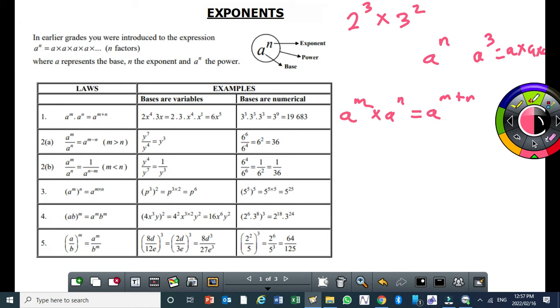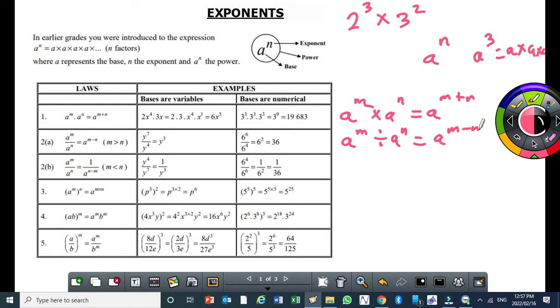Okay? Then the second law, if you are dividing bases that are the same, you subtract the exponents. So a to the power of m divided by a to the power of n will be equal to a to the power of m minus n. Okay? That's the second law of exponents. It is only true if the bases are the same. The moment you have different bases, law 1, law 2 cease to exist. You can divide, but you can't subtract their exponents.